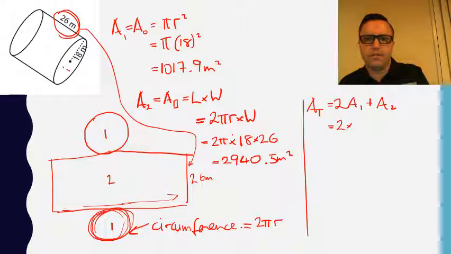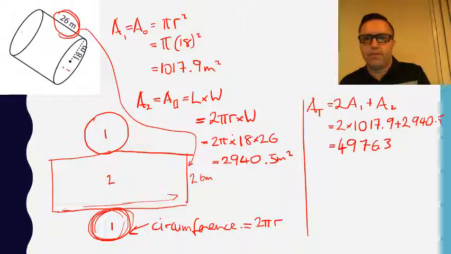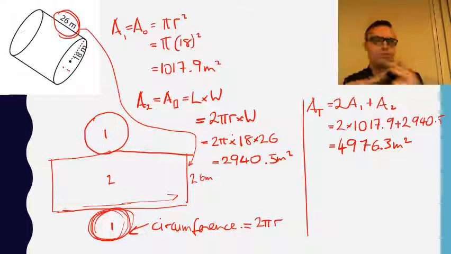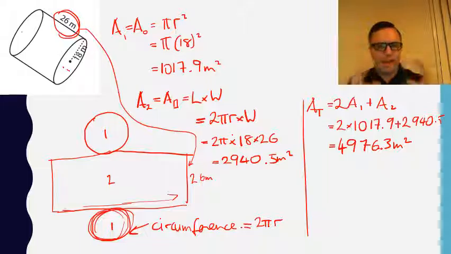So now our total area is equal to 2 area 1s plus area 2, which gives us 2 times 1017.9 plus 2,940.5, which gets us in the end 4,976.3 meters squared. Okay, so that cylinder one's a bit different. You've got the top, bottom, and the round outside, so you've got to think about the area of a circle formula and the circumference of a circle formula.